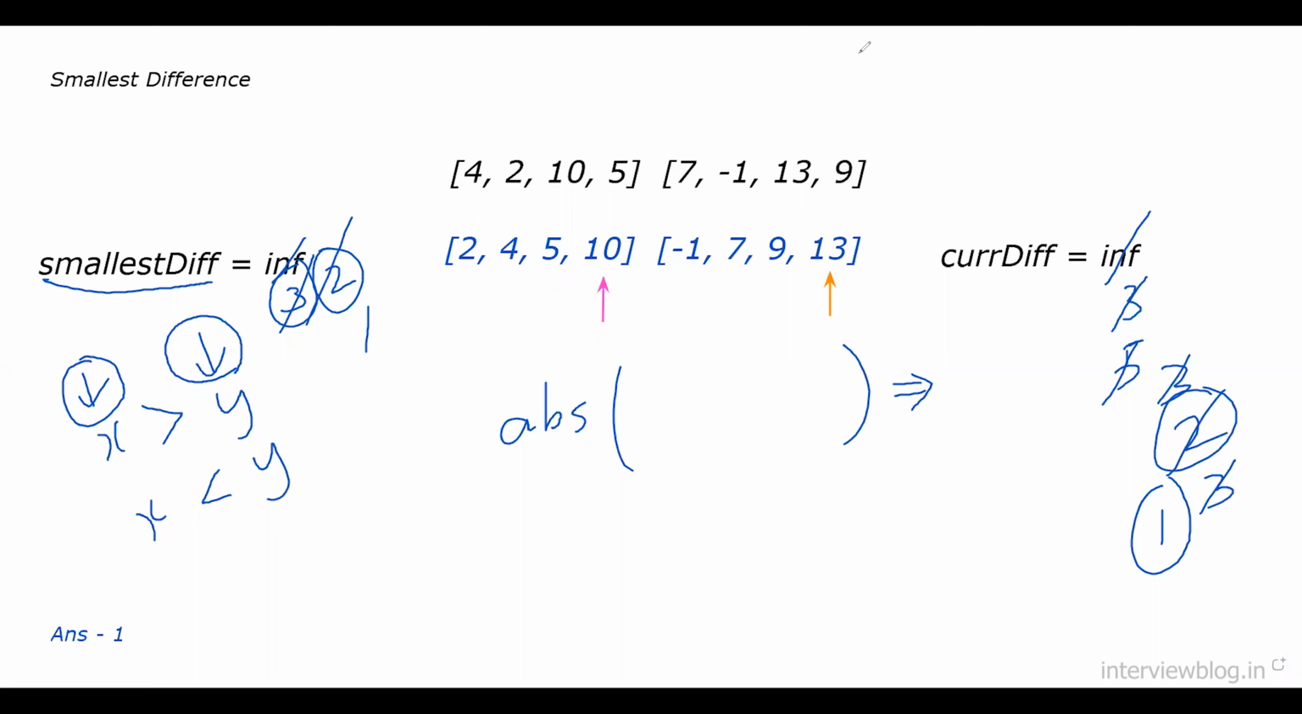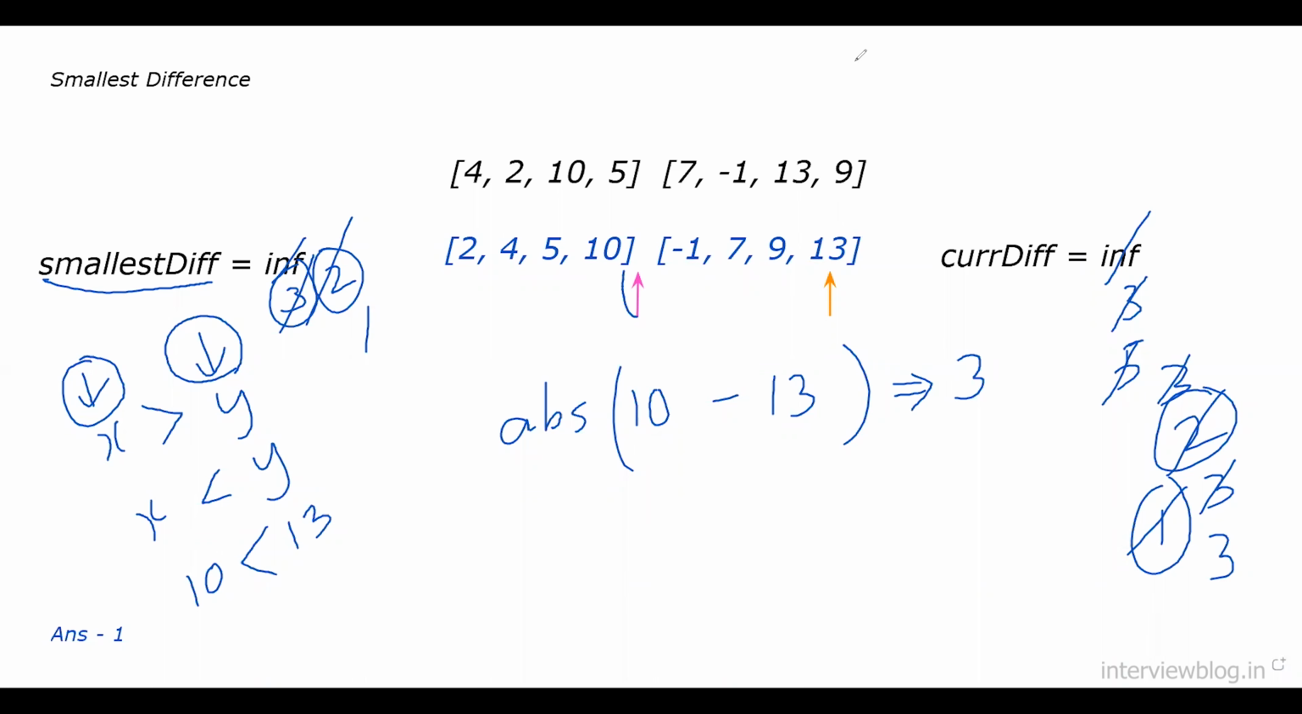So next we'll be calculating the absolute difference between the elements 10 and 13, and the absolute difference tends to be 3. Hence our current difference tends to be 3. So now we'll be comparing 10 and 13, and we can find that 10 is less than 13. Hence we'll be incrementing our pink pointer to the next position.